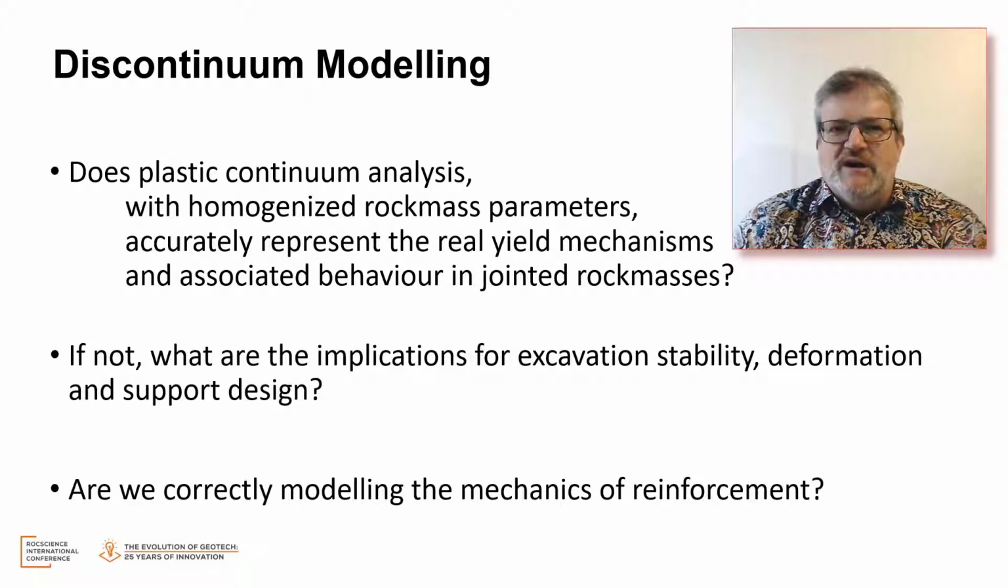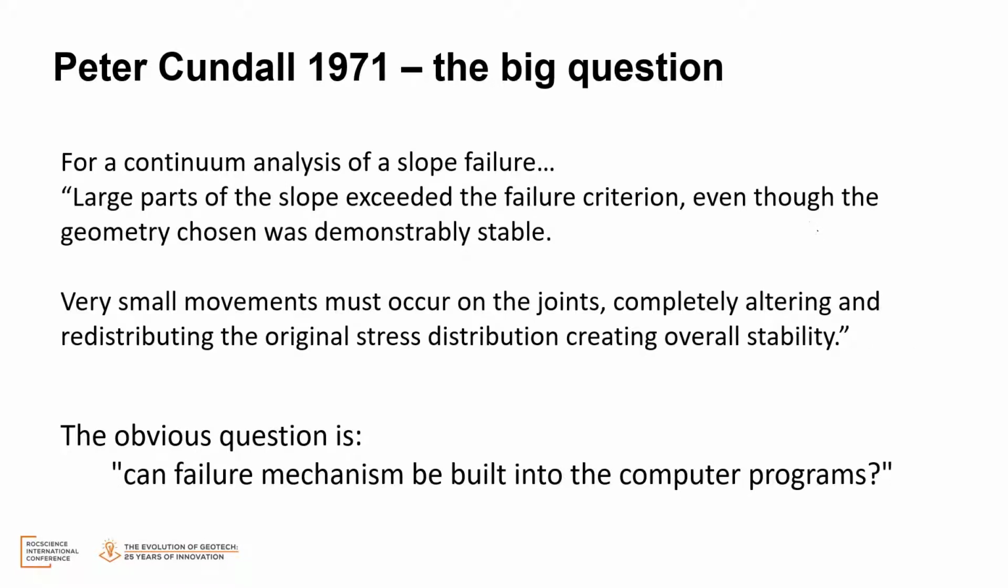And are we correctly modeling the mechanics of reinforcement if we smear all of the rock mass structure into an equivalent continuum? I take us back to 1971 when Peter Cundall wrote his PhD research into rock slope failure. And in one part of that document, he examines a continuum analysis of a slope failing problem and asks, so large parts of the slope exceeded the failure criterion, even though the geometry chosen was demonstrably stable.